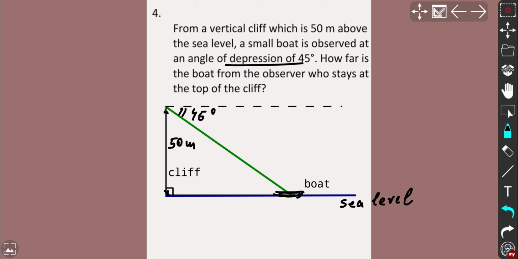So we can arrange the right angle triangle with the green line to be the hypotenuse, and in this case, that's the distance that we need to find. So how far is the boat from the observer? Okay, so we need to find that distance, so we need to find this length. What do we know? We know that in total we have 90 degrees. So that means this angle is going to be 45 within the triangle. So basically, this green line is going to be a bisector of the right angle.